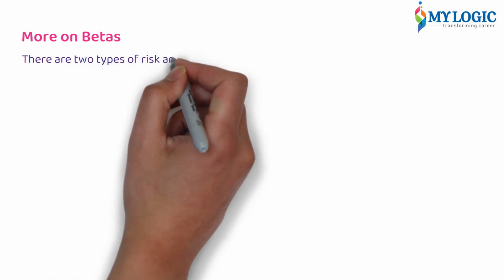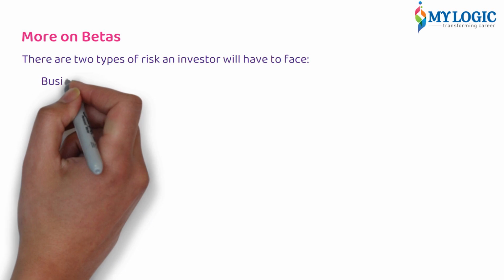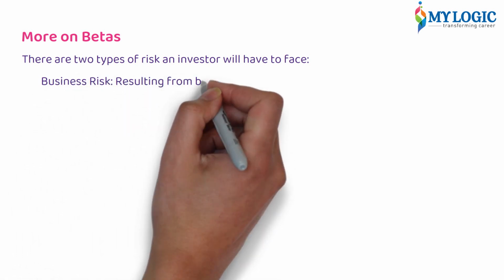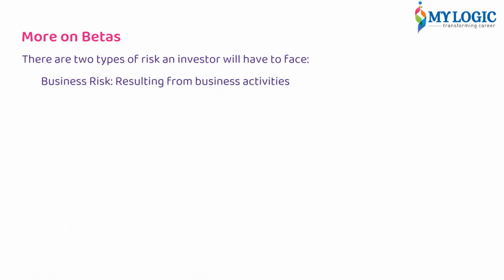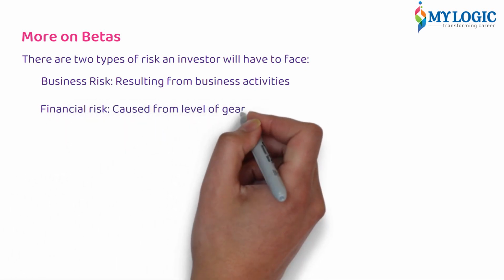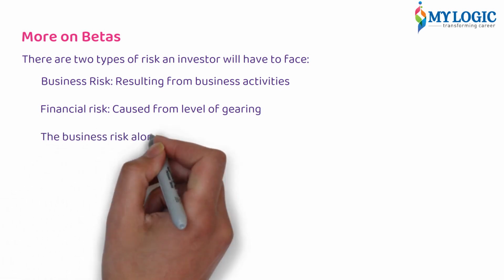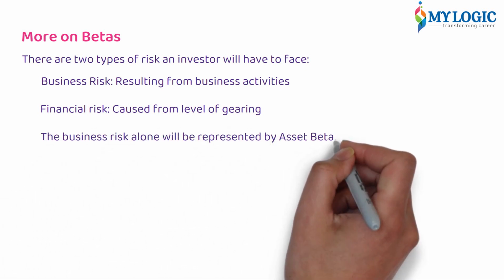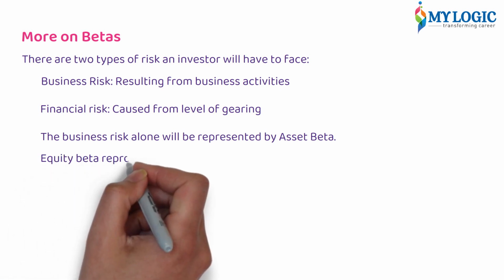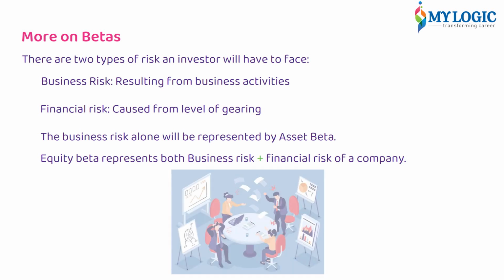More on betas. There are 2 types of risk an investor will have to face. Business risk, resulting from business activities. Financial risk, caused from level of gearing. The business risk alone will be represented by asset beta. Equity beta represents both business risk plus financial risk of a company.